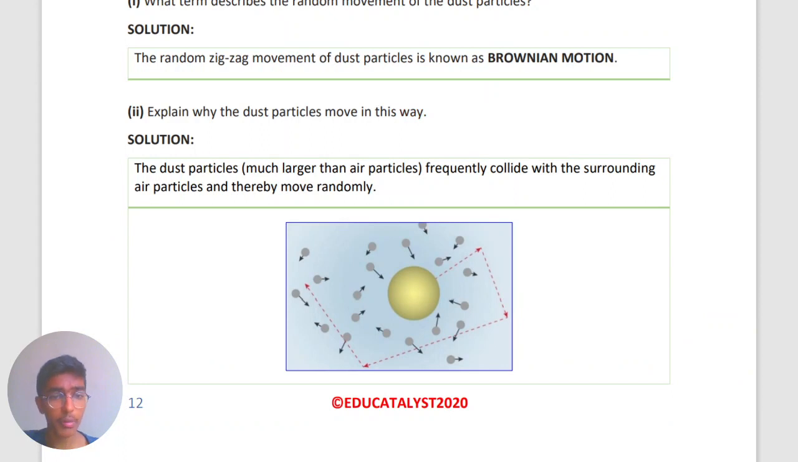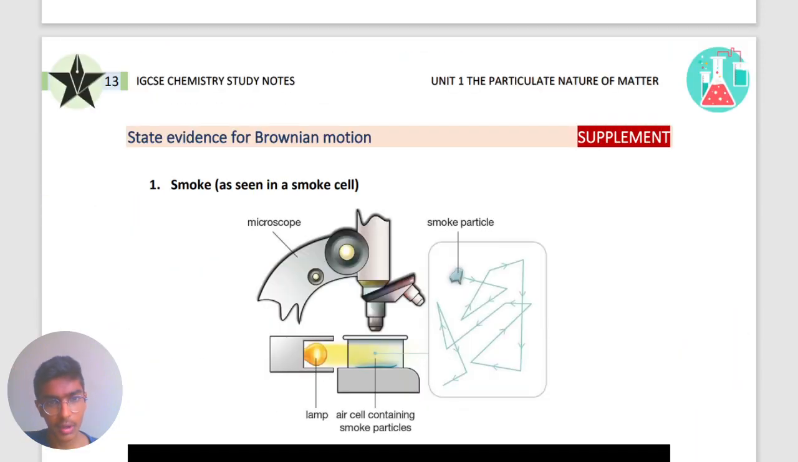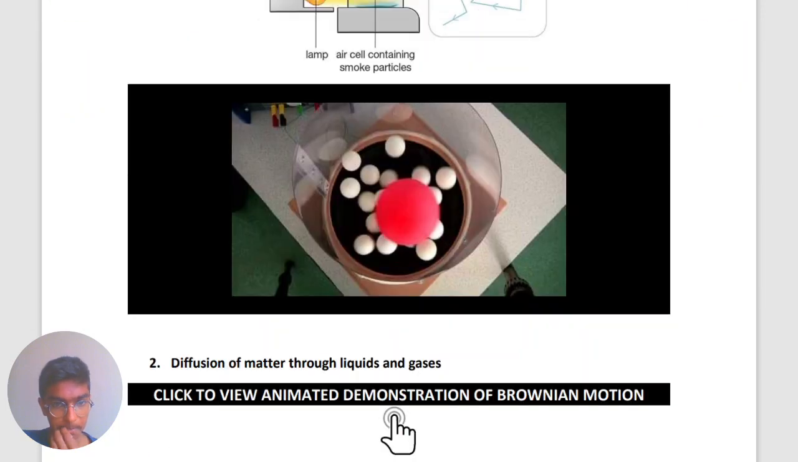Okay, so here's the diagram of something like that. The invisible particles are the ones that are small, and then that's the dust particle, which they collide with each other and they move, separate. So you can see this smoke as seen in a smoke cell. So this is basically a microscope and how they are observing the different particles in relation to the small particle, which they collide with each other. And that's basically the Brownian motion.